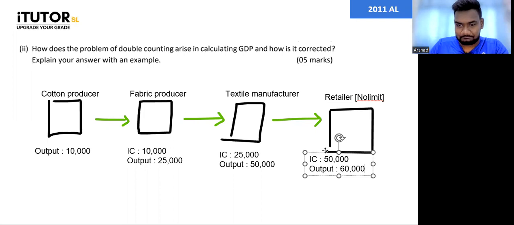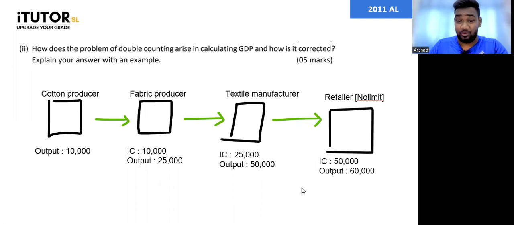Now I'm trying to teach you double counting. Okay, so what happens over here? Now when you calculate GDP, what is GDP? GDP is the value of all the final goods and services produced during a year. Now let's say the person calculating GDP goes and asks the cotton farmer. The cotton farmer says, look here, sir, I produced 10,000 worth of output. So this fellow makes a note, 10,000.